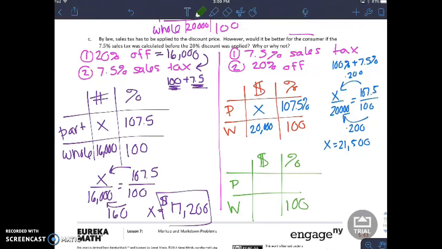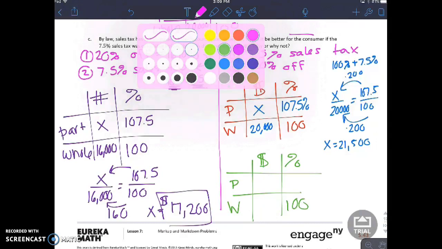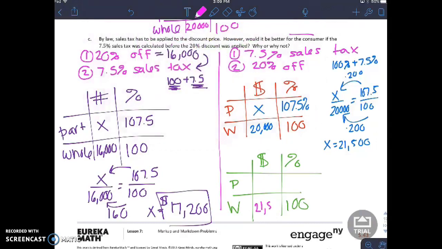It's always going to be 100 for the whole percent. This time the whole for the money is 21,500. So that's the original price plus the tax. We don't know how much the cost is going to be. The percent this time is 80% because we're saying how much do we have to pay if there's a discount of 20%. We are applying the 20% to the price. So we do the tic-tac-toe here.